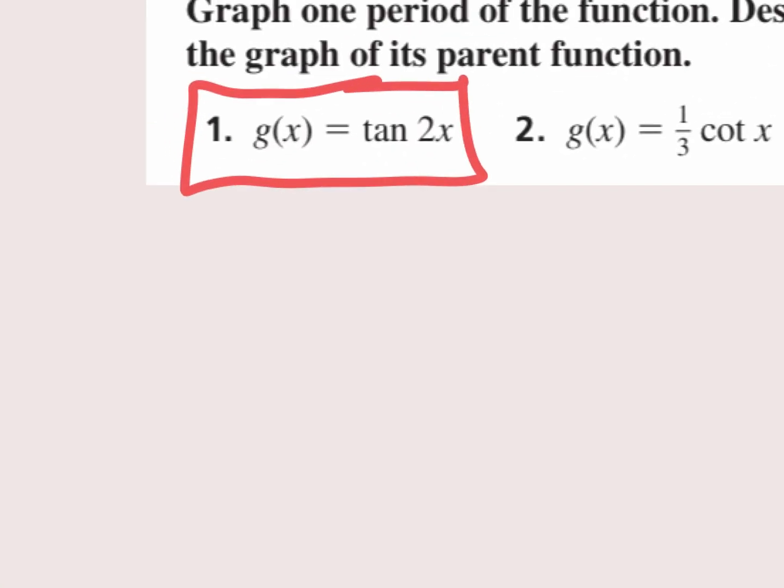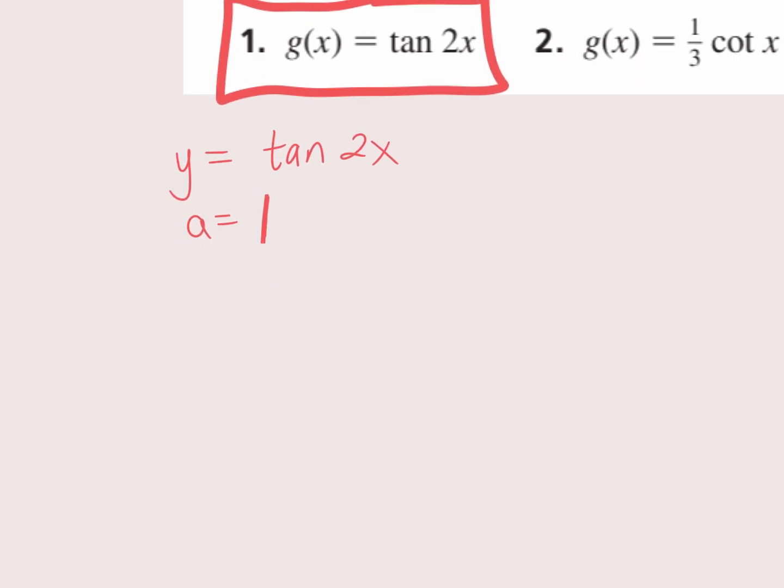So I say, okay, y equals tangent of 2x. What's my a value? How high and low is this graph going to go? 1. Good. My key point is going to be a positive 1 and negative 1, the y-axis. So go ahead and draw your graph. You're always going to have something at 0 since we're not moving anywhere. So positive 1 and negative 1.